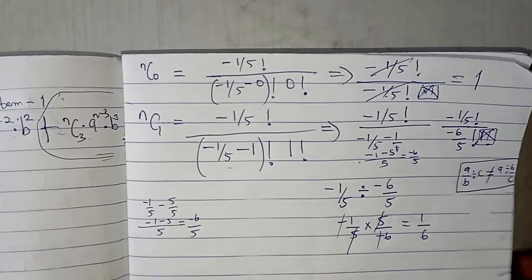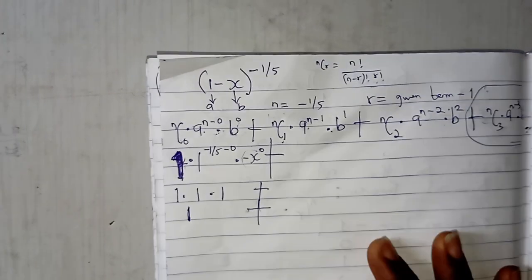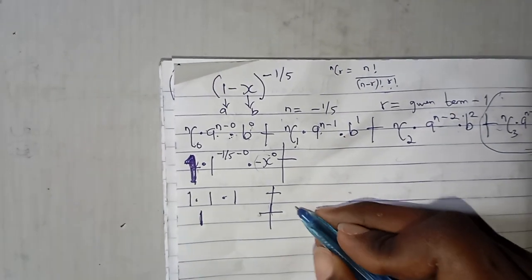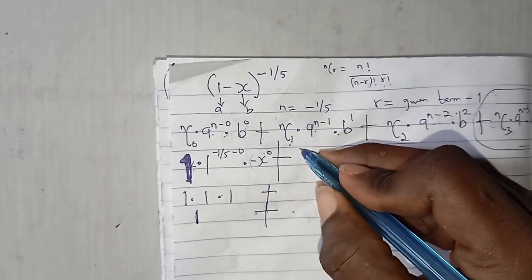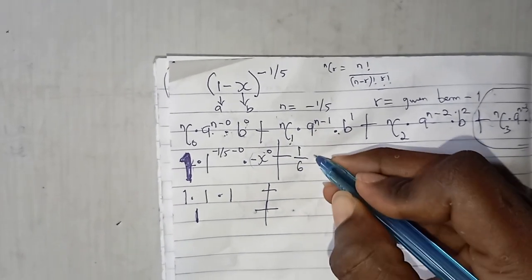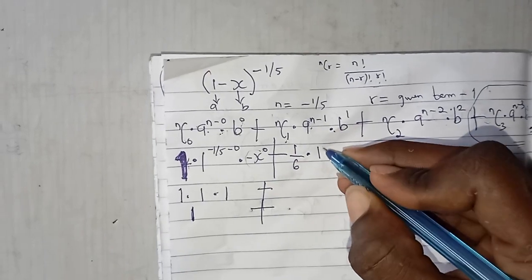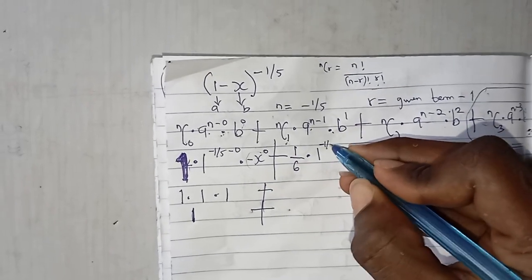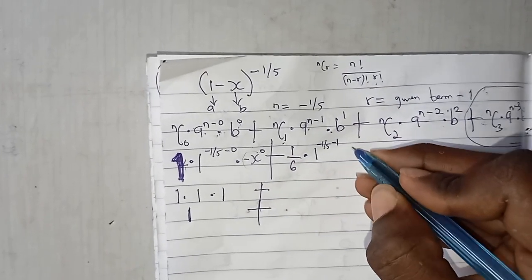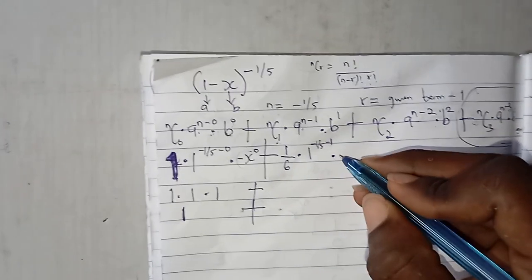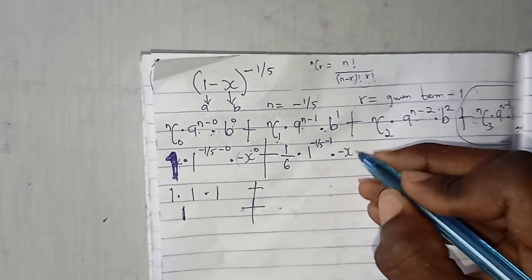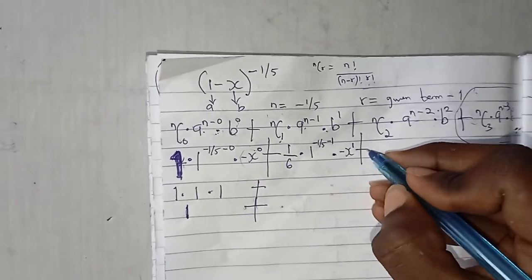All right, so let me go and put it. So the combination, n combination 1 in this case, will simply be 1 over 6 times A here, which is 1, raised to power minus 1 over 5 minus 1. Since it's 1, I don't care about that, times minus x raised to power 1. Let me bring my plus sign down.